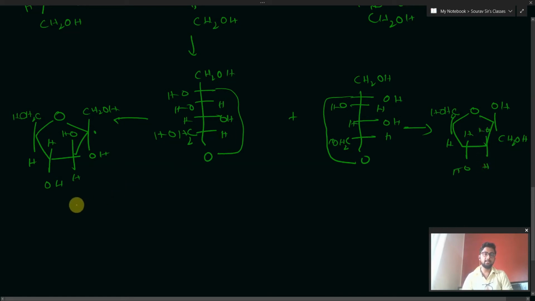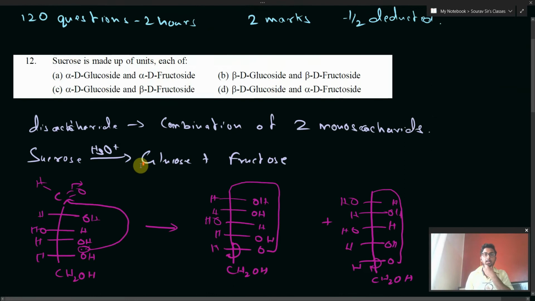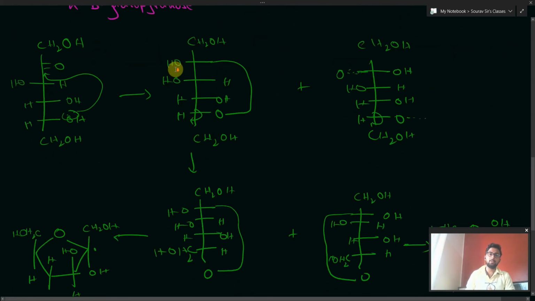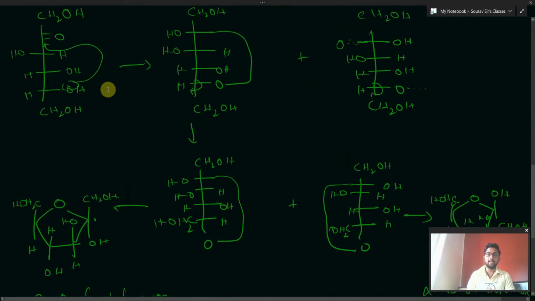Okay, so this is basically the beta D fructofuranose, and this is alpha D fructofuranose. Okay. So this was all about the conversion. Now the answer here will be option C. Okay, option C, that is alpha D glucoside and beta D fructoside. Okay, so alpha of glucose and beta of fructose.